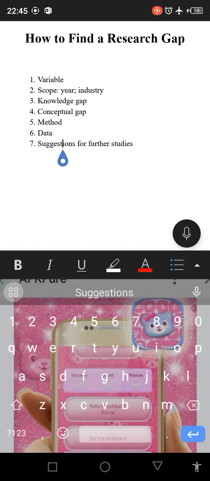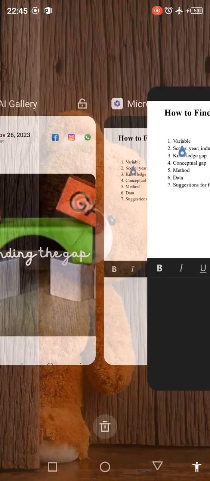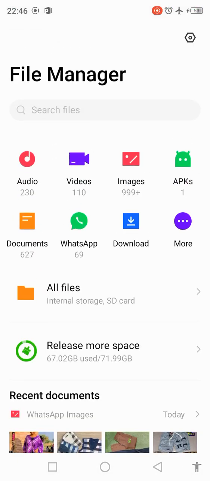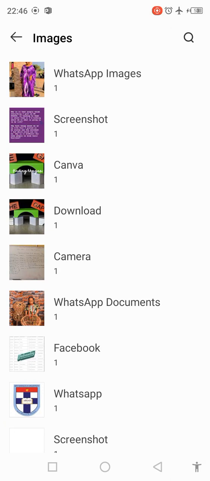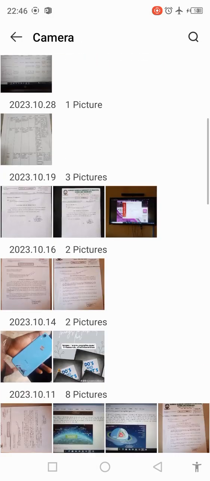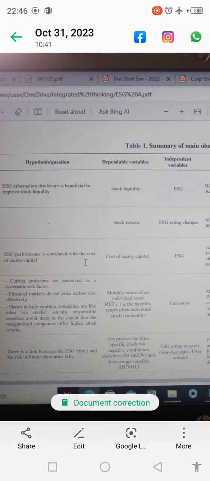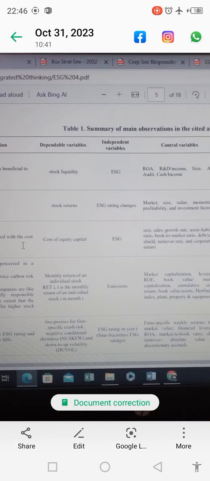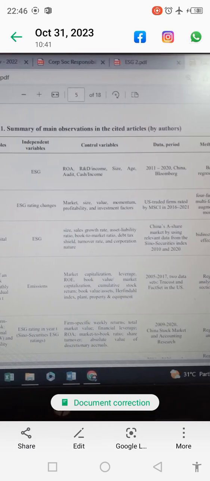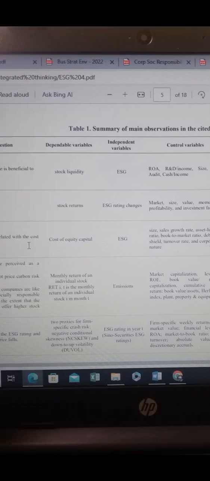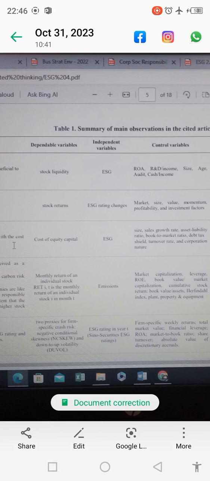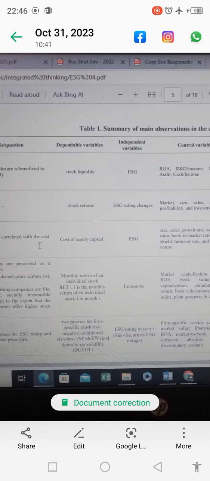The number one way through which you can identify a gap in literature is the variable. Let me quickly take you back to the formats of the literature gap that I gave earlier on in our previous video. All right, I hope you can still recall these formats. What can you see here? We can see dependent variables, independent variables, control variables. Inside these variables that you are seeing here, you can identify a gap.